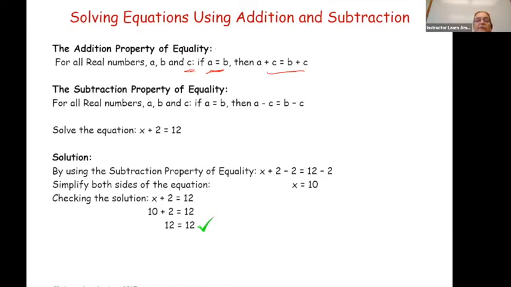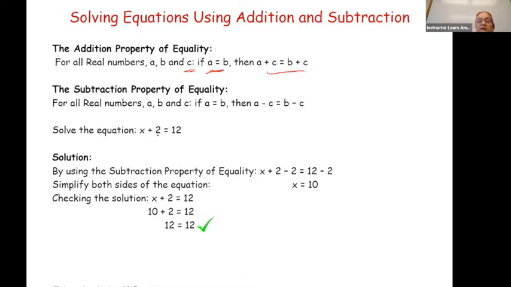Subtraction works the same way. If you have real numbers A, B, and C, if A is equal to B and you subtract C from both, A minus C is going to be equal to B minus C. Now, supposing we want to solve the equation x plus 2 is equal to 12. If we want to isolate x, what do we need to do? Well, we need to get it all by itself. How do we get it all by itself?